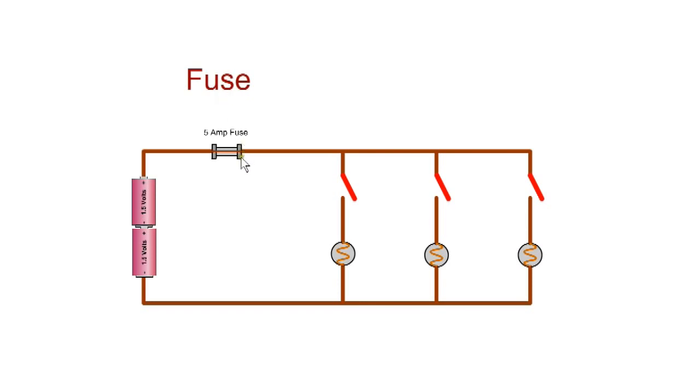Fuses protect an electric circuit from excessive current, overload and heating. It consists of a thin section of conductor, which in this case is rated for 5 amps. If the fuse current rating is exceeded, it will overheat, burn and isolate the circuit.